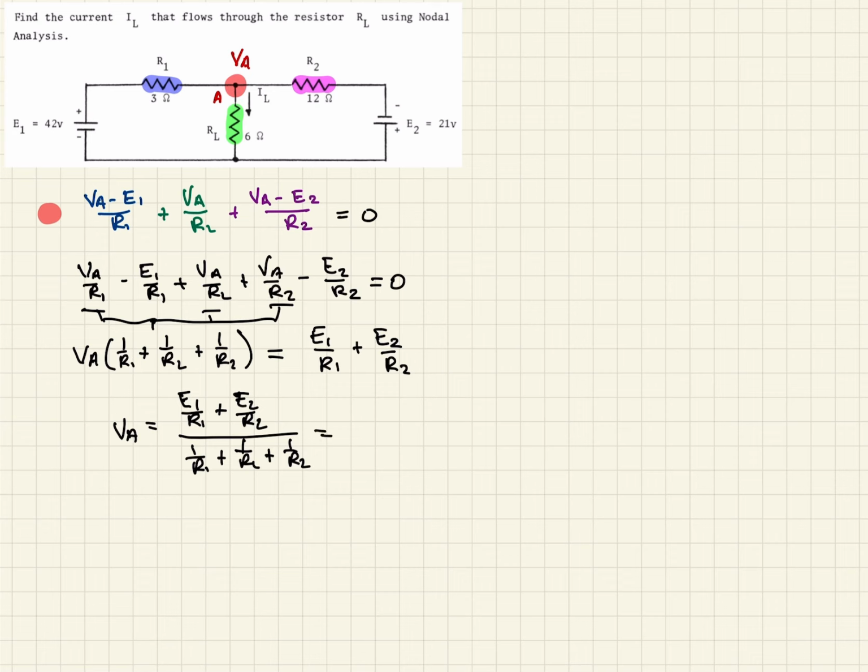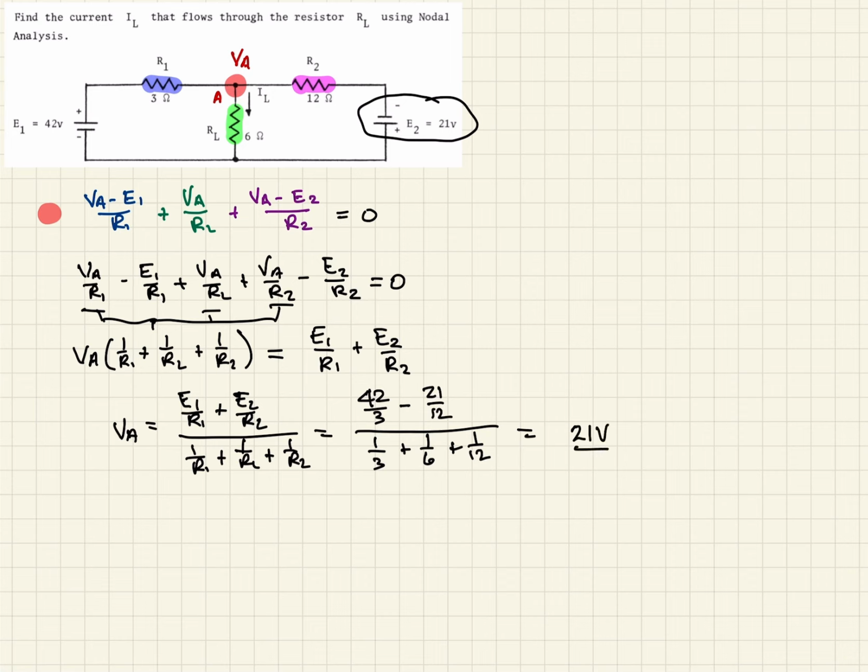So if we plug these values in, then we will have 42 over 3. It's going to be minus because this voltage is backwards. The minus sign's on top. So minus 21 over 12. And then that's all over 1 over 3 plus 1 over 6 plus 1 over 12. So if we plug all that in the calculator and work it out, that's going to be 21 volts. So that's the voltage at VA.